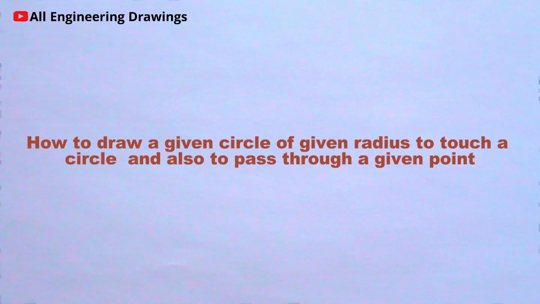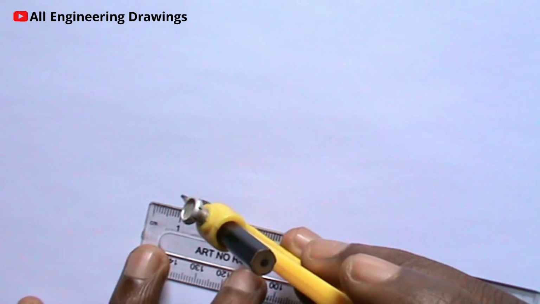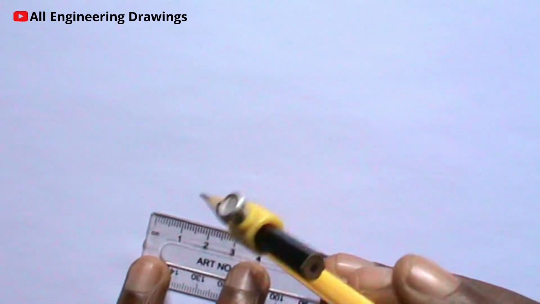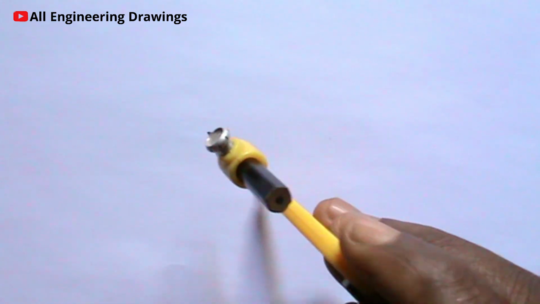In this video, I will be showing you how to draw a given circle of given radius to touch a circle and also to pass through a given point. To draw a circle, you are to use your compass to take the required radius from your ruler this way. Then you are to now draw your circle.